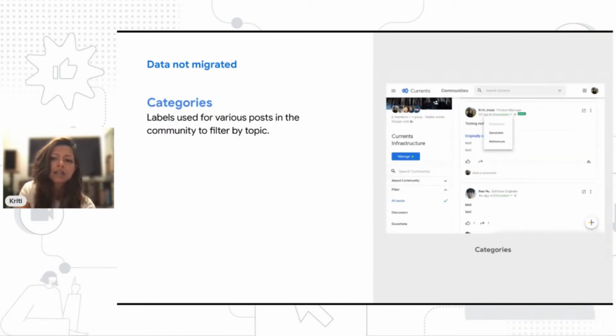And lastly, Currents supports categories within communities, where posts can essentially be categorized under these labels or categories, and these categories are not going to be migrated over to Spaces. So again, all the content or posts will be migrated, but not the categories associated with the posts.